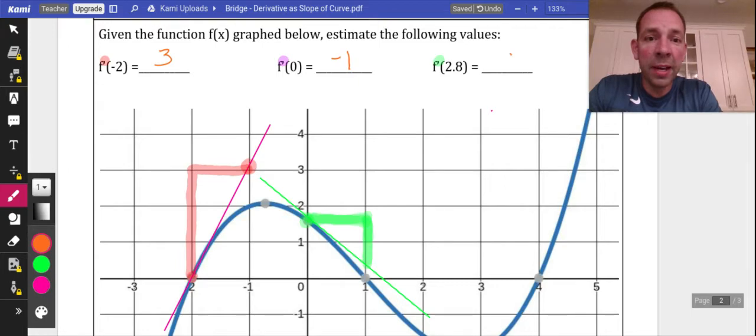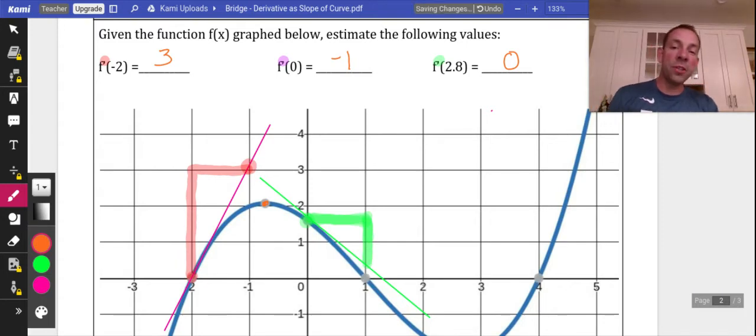There's another point. This point right here would also have a slope of 0. So there's going to come a point where we're going to ask you, what do all relative maxes and all relative minimums have in common? And we would say, well, they all must have a slope of 0, or what we call a horizontal tangent line.